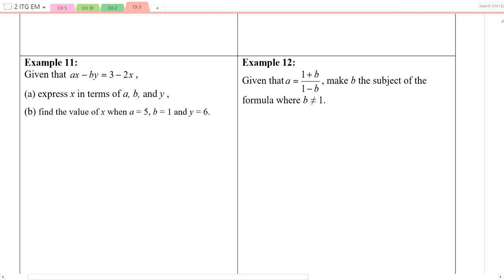Okay, I will go through example 12 this time. You will be doing example 11 yourself. You may pause the video and do it. Now example 12. A equals 1 plus b divided by 1 minus b, and to make b the subject. Okay, so let us do the multiplication. So we end up with a times 1 minus b equals 1 plus b.